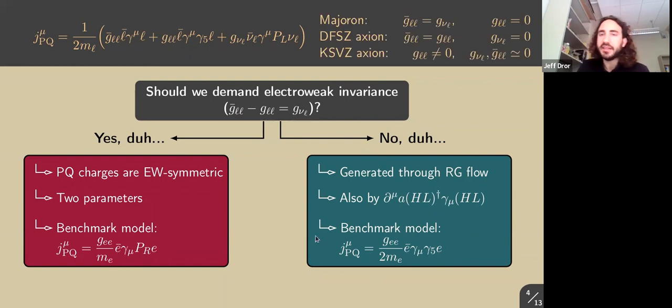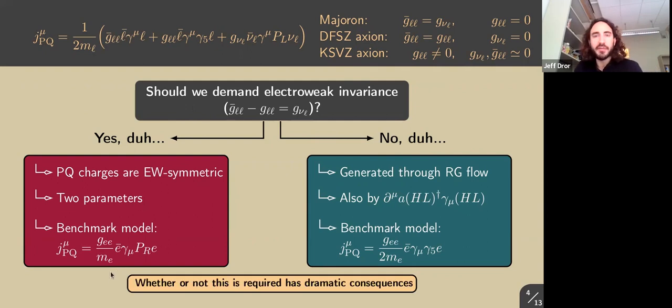Now, if you've thought about light scalars before, you've probably heard some terms in the literature like the Mion, the DFSZ axion, the KSVZ axion. The DFSZ axion is primarily of this form over here, where it's electroweak invariant. The KSVZ is primarily of the electroweak violating way. And the Mion is something else entirely. It's electroweak symmetric, but it's not of the form that I showed over here. Now, the critical point, and why I'm harping on this right away, is that whether or not you require electroweak symmetry on this Lagrangian ends up having dramatic consequences in how you want to look for these light particles.